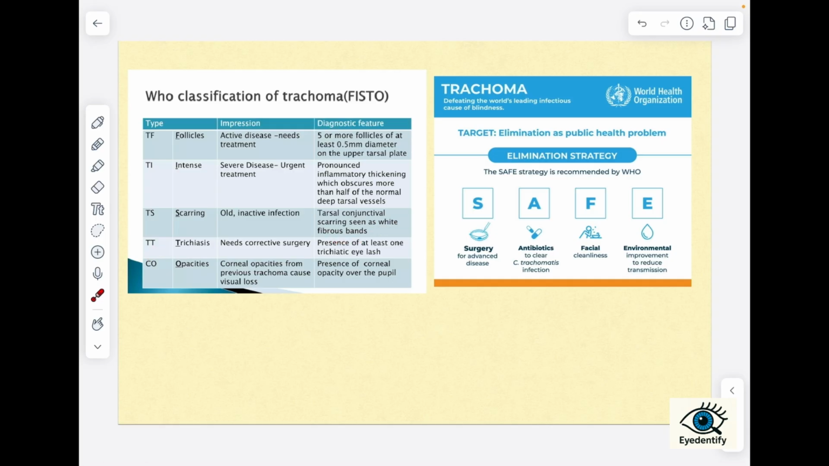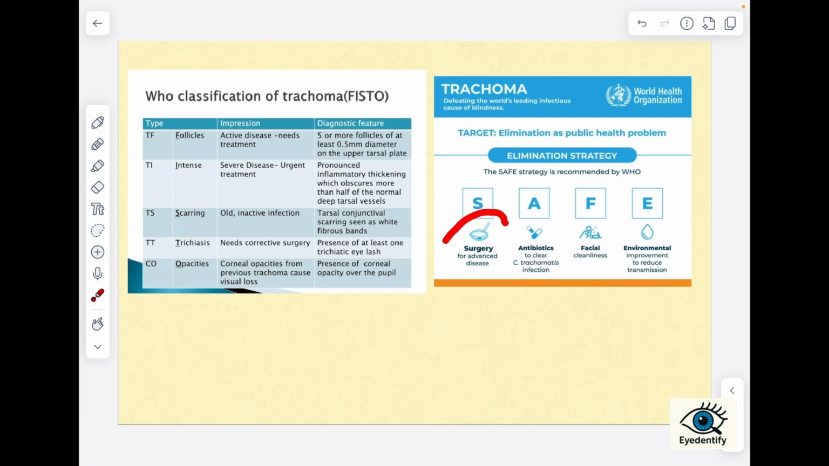The other T is trichiasis, which needs correction. Presence of at least one trichiatic eyelash. And O means corneal opacity which occurs from previous trachoma. It causes visual loss. Presence of corneal opacity over the pupil. So you have to remember the FISTO classification. And the strategy is the SAFE strategy.